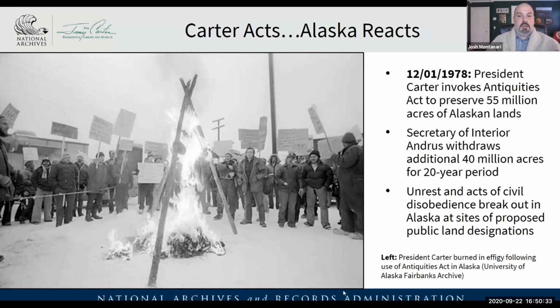So that gives you an idea of the sentiment in Alaska, or at least of the perception of what was happening. But again, President Carter is invoking this to pressure Congress to act. They are under that deadline. I don't think he wants to deal with this going into a second term, or he doesn't want to leave it for his successor.